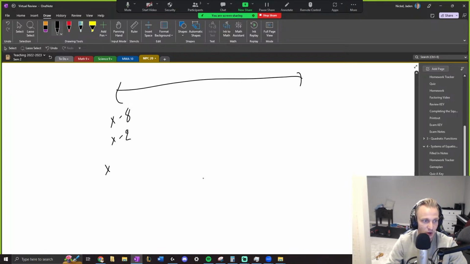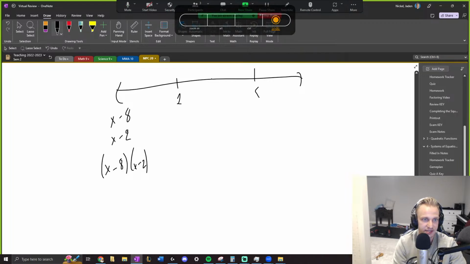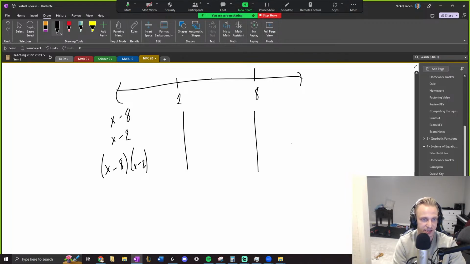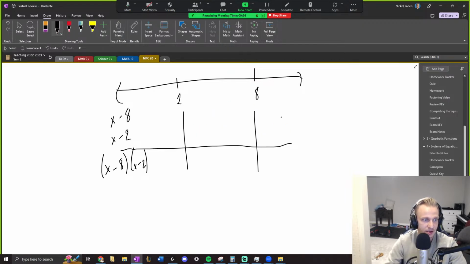So again, the idea of sign analysis is we want to know, for each of the individual brackets, what's going on at 2 and 8, and we want to see in these regions what's going on at that point. For x minus 8, when it's above 8, it's positive. Between these two, it'll be negative. You plug in like 5 minus 8, that's negative 3, so that gives us a negative answer. For x minus 2, it'll always be negative here, positive here, and positive here.